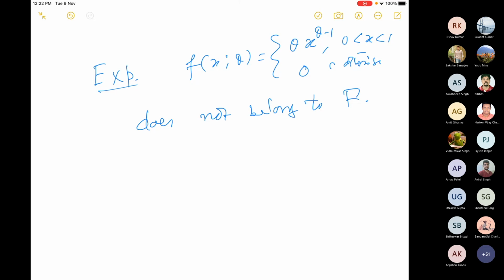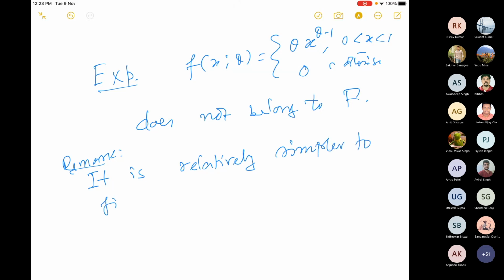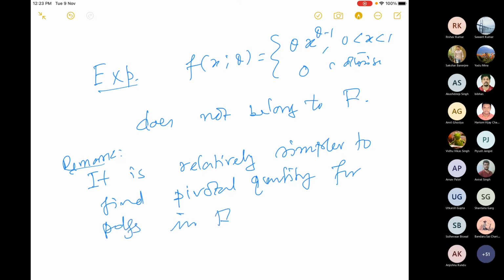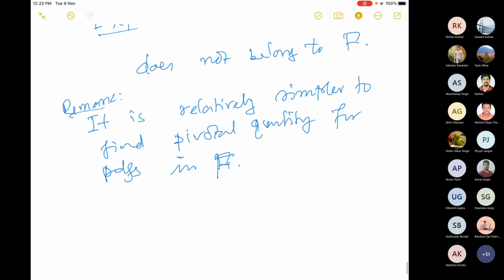Now, I said that it is relatively simpler. So let me just make a remark here. It is relatively simpler to find a pivotal quantity for PDFs in F. Then the question is, how do we do it? Okay, so what is that?